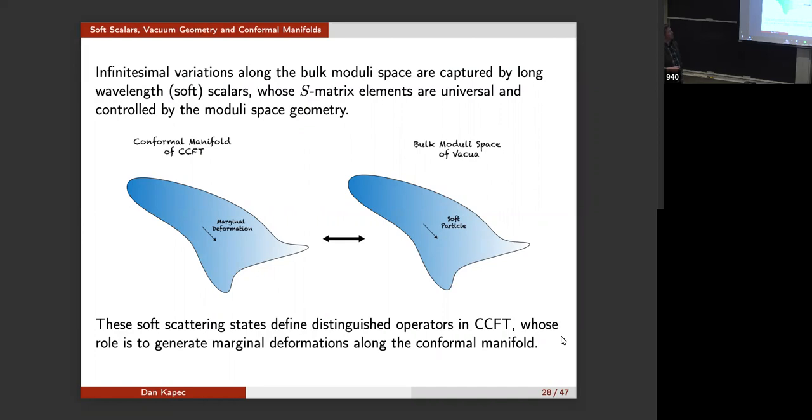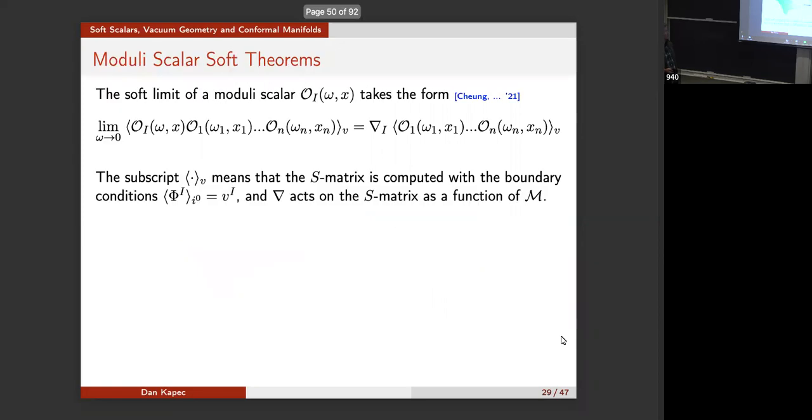Insert a soft particle. Now, those soft particle S matrix elements are actually going to be totally controlled by the moduli space geometry. That's a known fact about the nonlinear sigma model. And that's going to allow us, just like in gauge theory and gravity, to define some universal distinguished operators in celestial conformal field theory, whose role is just to generate marginal deformations around the conformal manifold of celestial conformal field theory. This is kind of the cartoon for what we're going to do with formula 2.